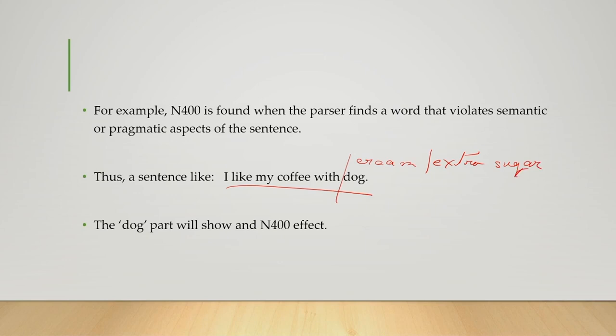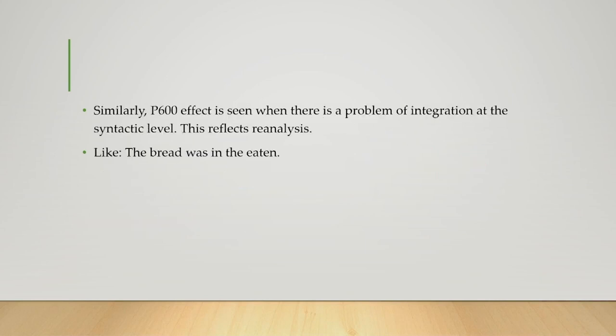So, the brain expects something like this, but if you have a sentence like, I like my coffee with dog, this is where the N400 effect is expected. This is the critical word in the sentence, and this is the part where the brain will show the N400 effect. That is how the N400 effect works. So, this is what a semantic or pragmatic anomaly looks like.